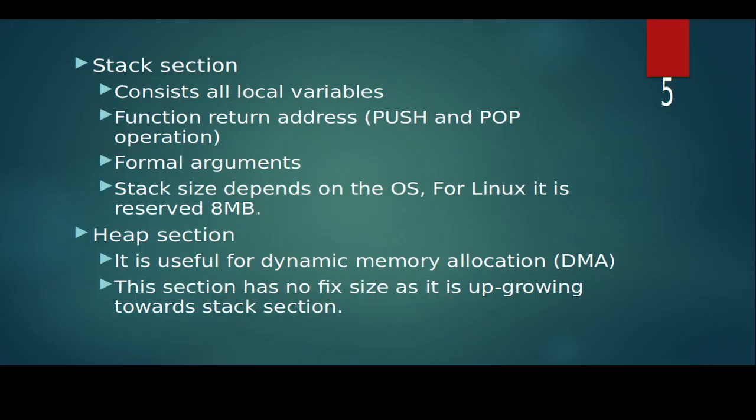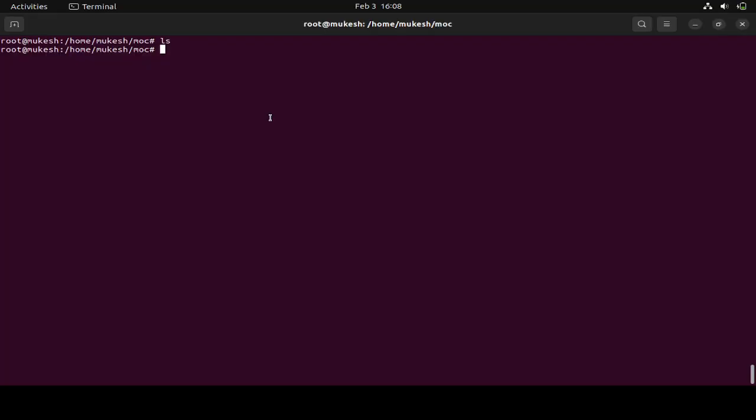Formal arguments: when you call one function with arguments from another function, those arguments are also stored in the stack section. Fourth, the stack section size depends on the OS. For a particular Linux operating system, 8 MB is reserved. Let's take some examples so we can understand better.